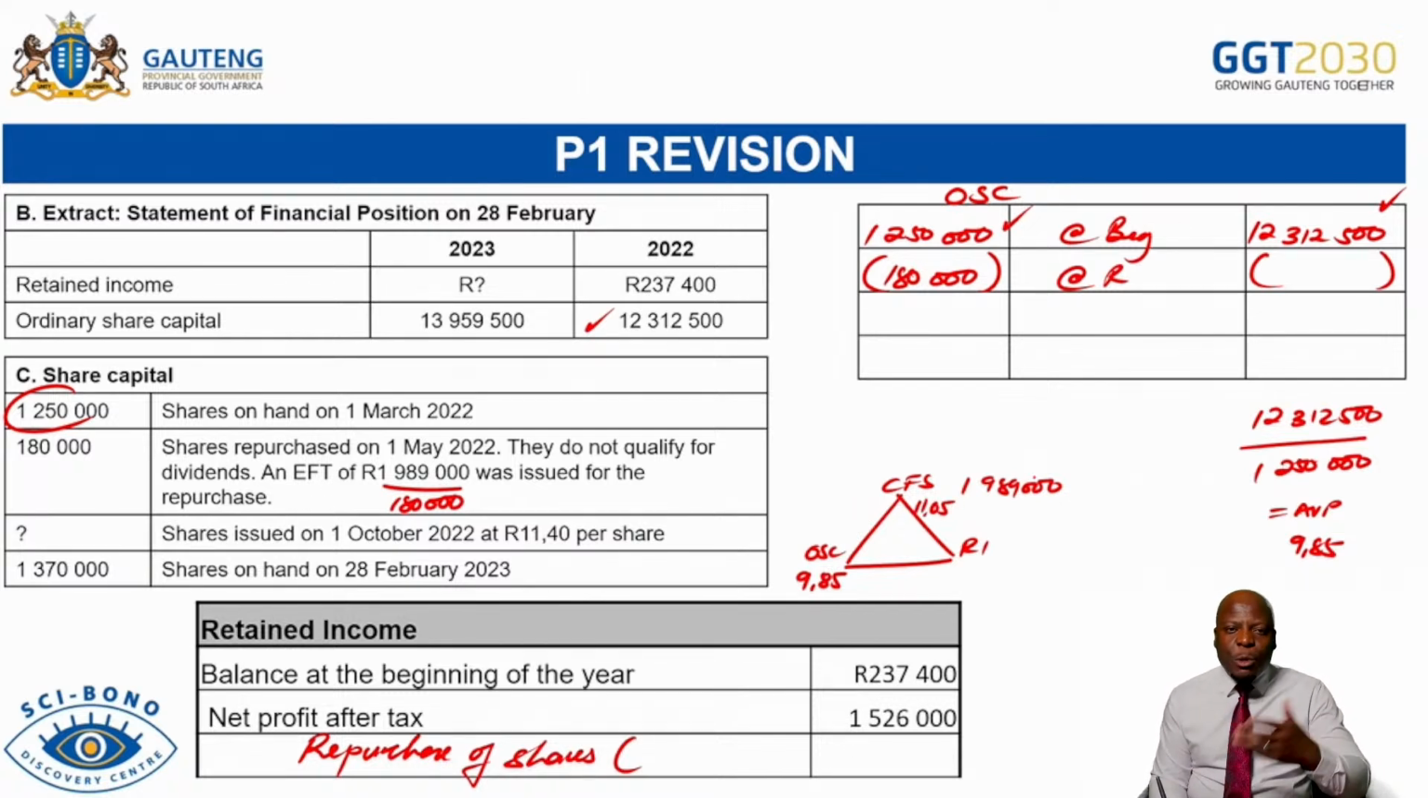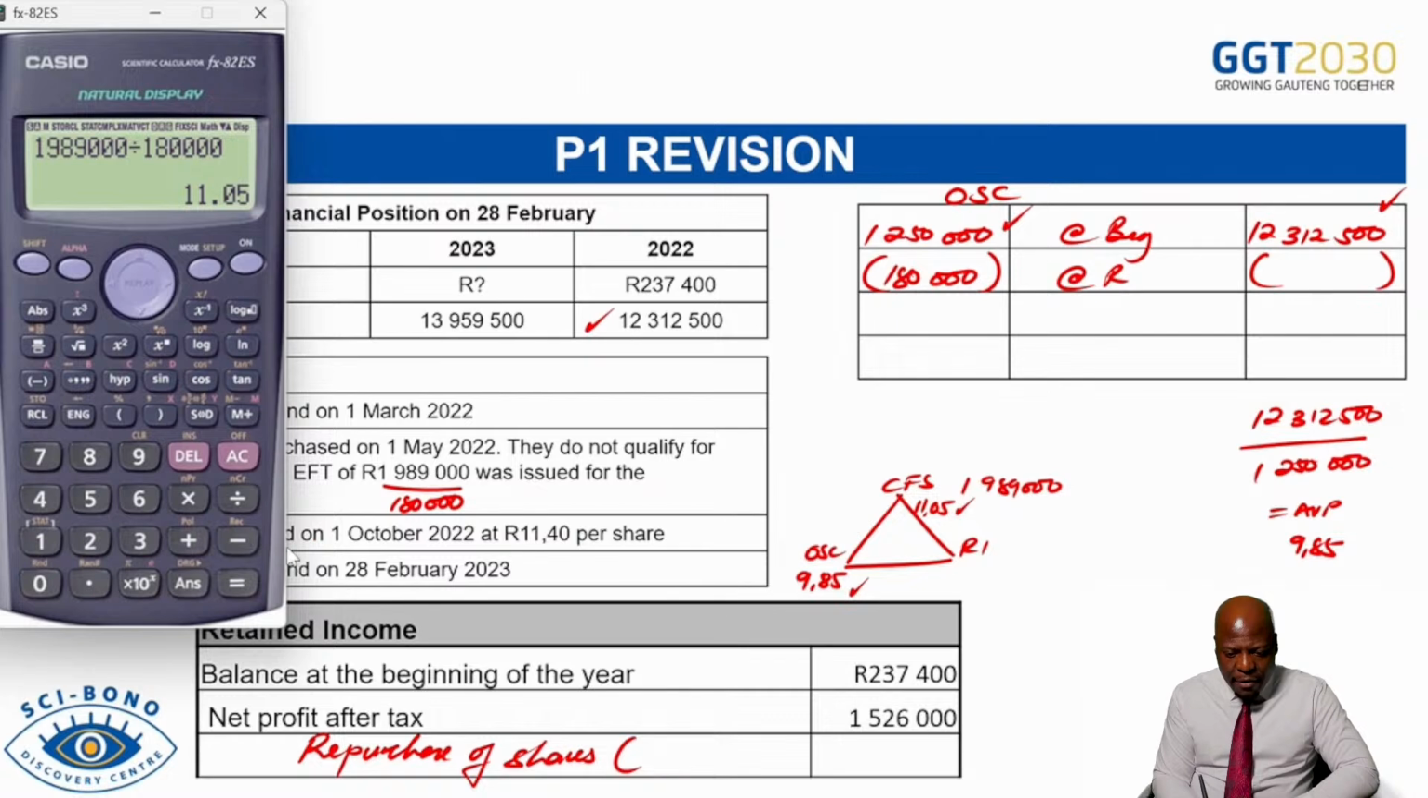Remember, I could have used the rand value again, the total amount, to get what I want to do here. But I just wanted to show you, if I calculate it as per share, there is other ways in which I could have done this one. I wanted to show you if it is per share. So I'll now say 11 rand 5 minus 9 rand 85, and that is going to give me my 1 rand 20.